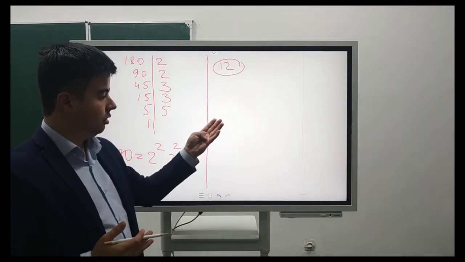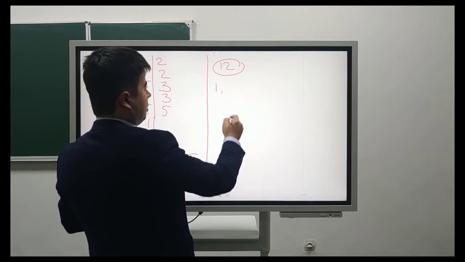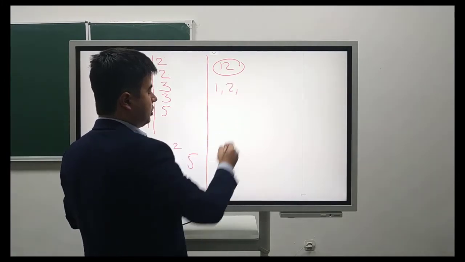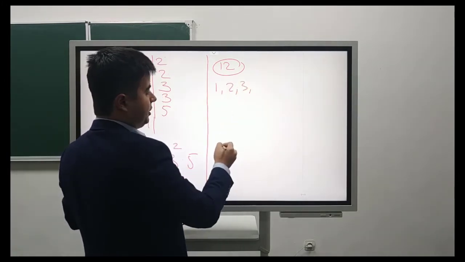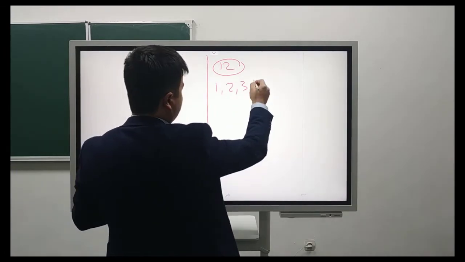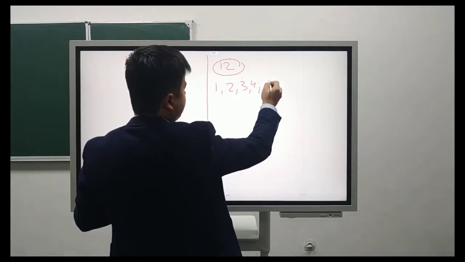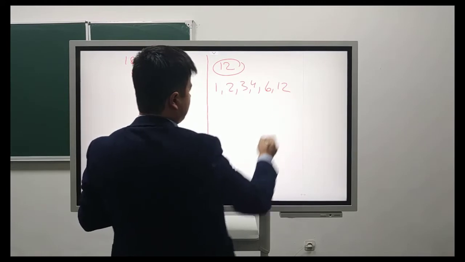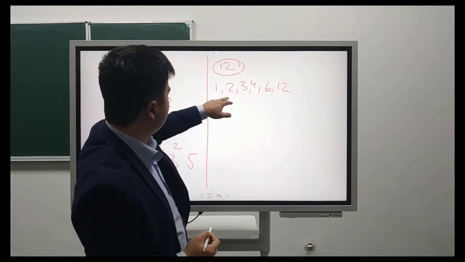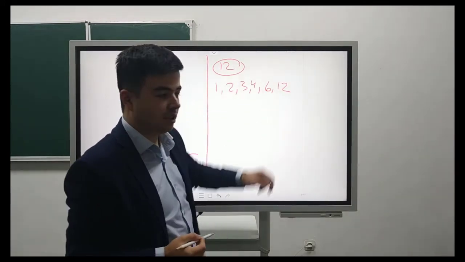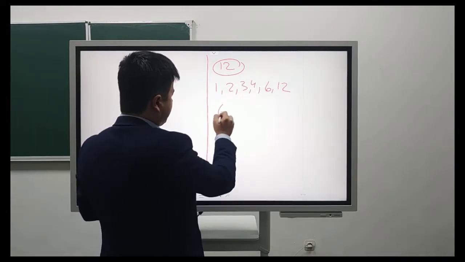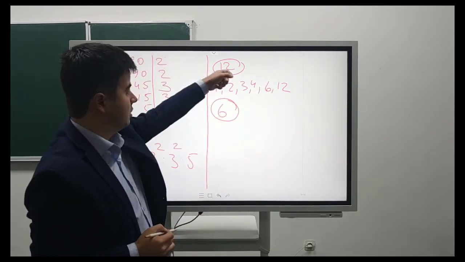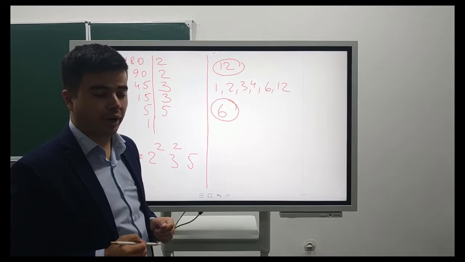1, 2, 3, yes? Then 5, not 4, 6, and 12. How many? 1, 2, 3, 4, 5, 6. It has 6 divisors. Number 12.